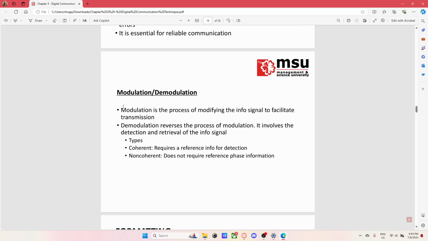Same goes for AM and FM. Modulation is required in digital communication also. It is the process of modifying the signal to facilitate the transmission. So we want to change the input signal into a certain signal so that it can be transferred by the transmitter and well received by the receiver. Demodulation reverses the process of modulation, still the same as previous topics, and it involves the detection and retrieval of the info signal.